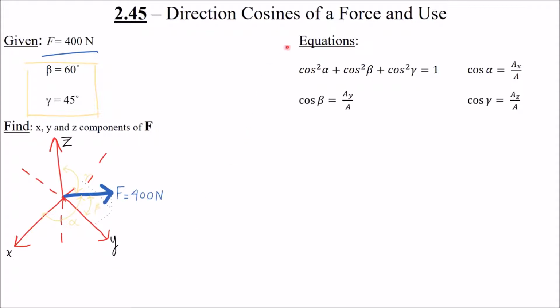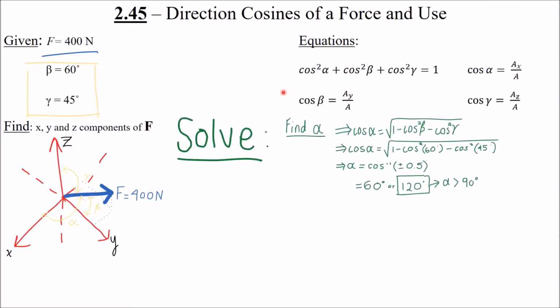And over here we have the equations of the direction cosines written out to use those to find the x, y, and z components of F. So first we need to find the third angle of the system. And here we can manipulate the first equation, cosine squared alpha plus cosine squared beta plus cosine squared gamma equals 1, to isolate alpha and solve for alpha.